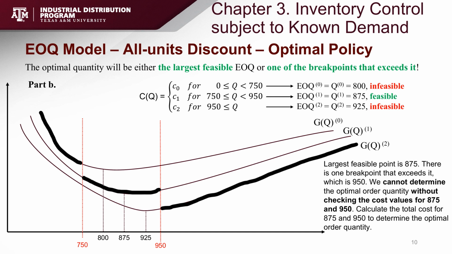The extra step is to compute the average annual cost at both 875 and 950 and take whichever comes out cheaper. And that's the real lesson here. Sometimes the graph settles it, like in Part A, and sometimes you've got to crunch the breakpoint, like in Part B. Alright, that completes the all units discount model and with it Chapter 3.